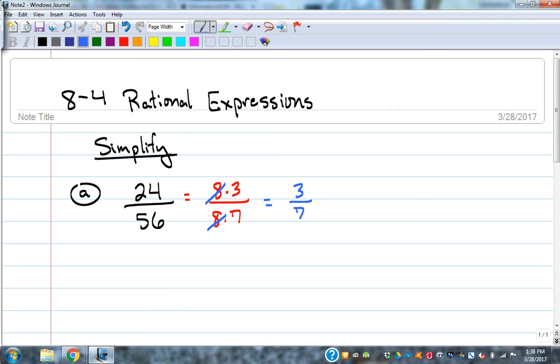Okay, so what we've canceled out is a factor. He called it the greatest common factor, which is absolutely correct, for 24 and 56 is 8. And we cancel out that greatest common factor.